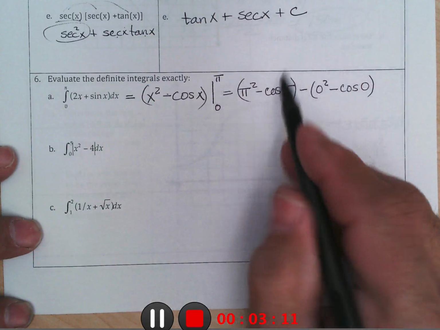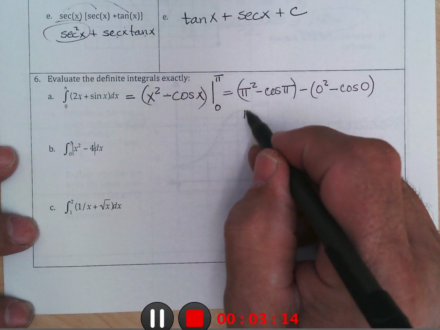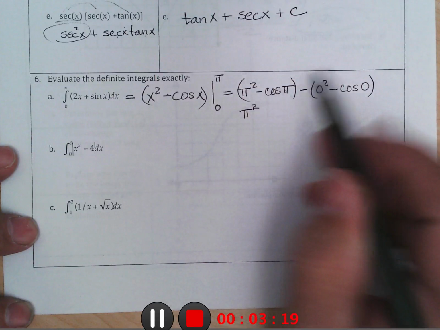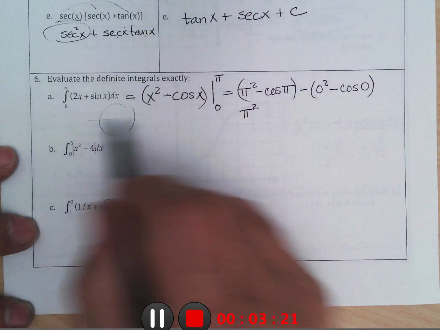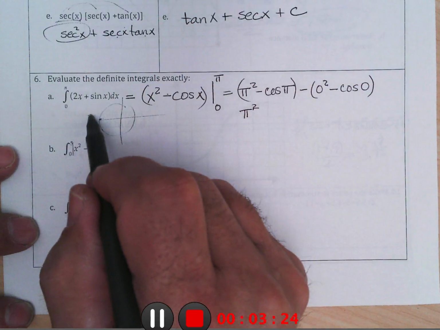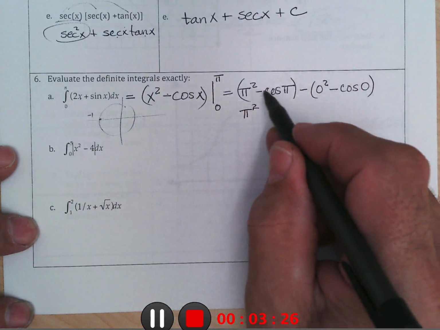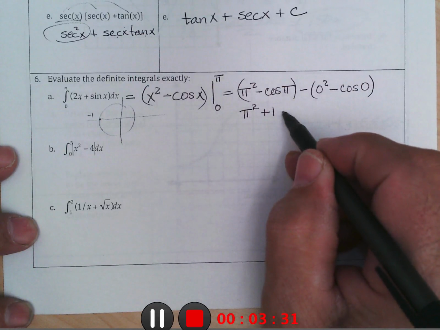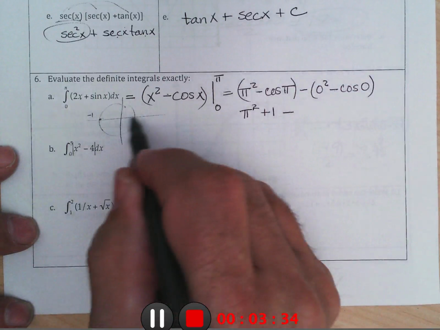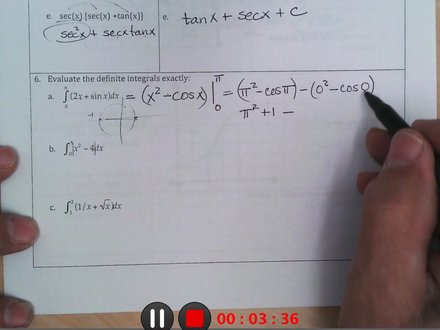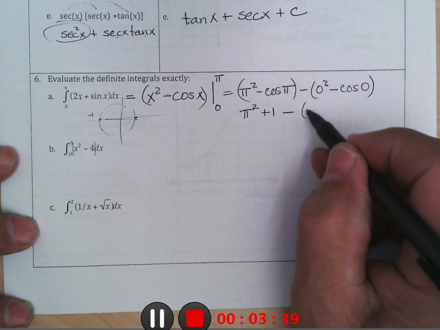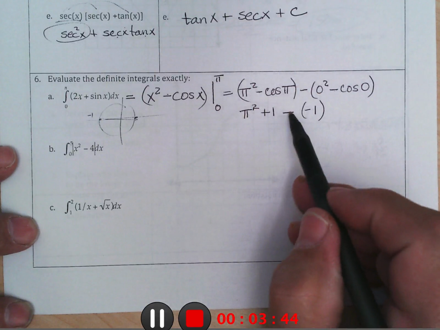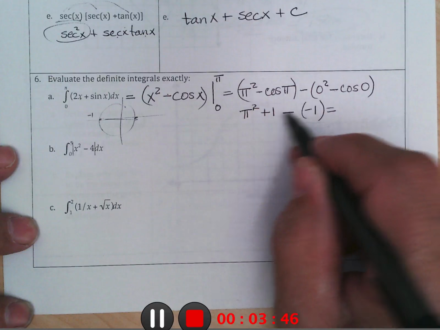Now pi squared will stay pi squared to be exact. Can't go to the calculator. Cosine of pi, if you go to pi, which is over here, the cosine is minus 1. So we got minus a minus 1, which is plus 1, minus 0, and the cosine of 0 is plus 1. So minus a plus 1. So we got 1 minus minus 1 is 2.